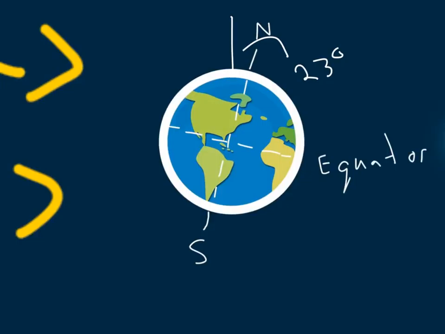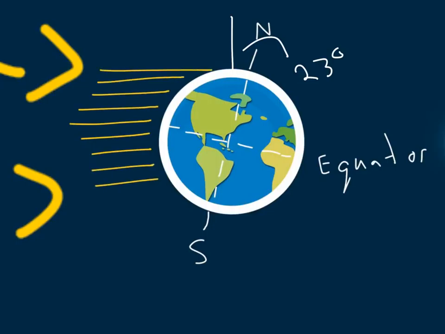The equator is the horizontal line through the center. The sun's rays will hit the Earth at different angles. This angle will determine how hot a particular region of the Earth is.